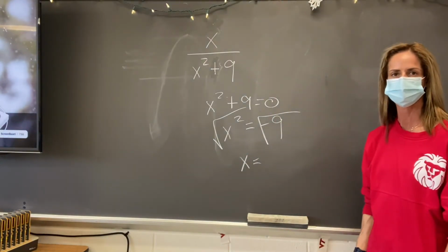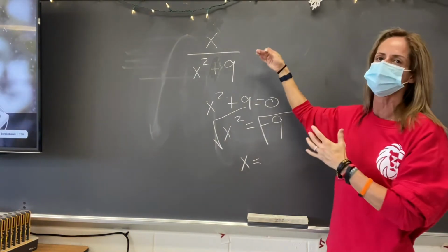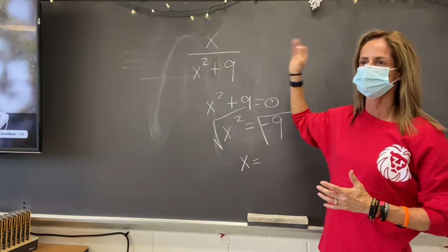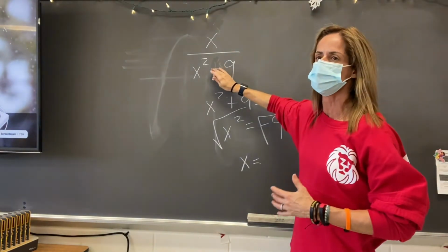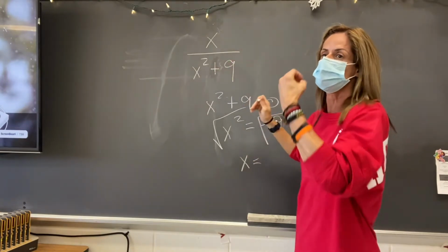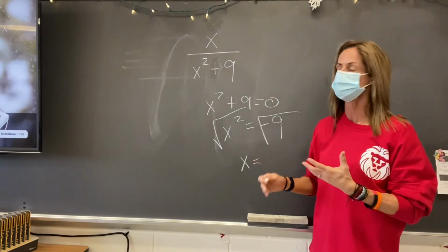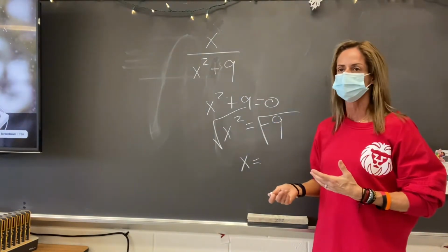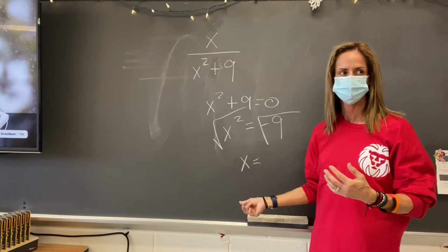Imaginary number. We're not plotting any imaginary numbers. There are no values that we need to take out of our domain in this function. We would have to take out 3 and negative 3 if this was an x squared minus 9, because 3 and negative 3 would make the denominator 0. There are no values. We can plug in whatever we want for x. We're not going to get a 0 in our denominator here. Good?